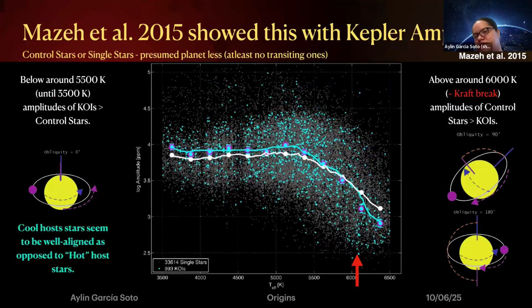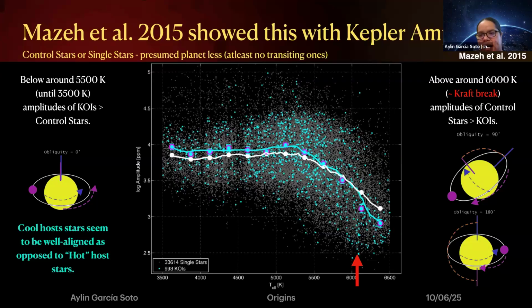That's what Mazeh et al. 2015 did with Kepler amplitude. What they did is that they found the amplitude for stars that are presumed single, so they don't have transiting planets. I changed this to mean control stars because we don't actually know if they have planets or not, especially if they're not transiting. I also call them transit hosts.